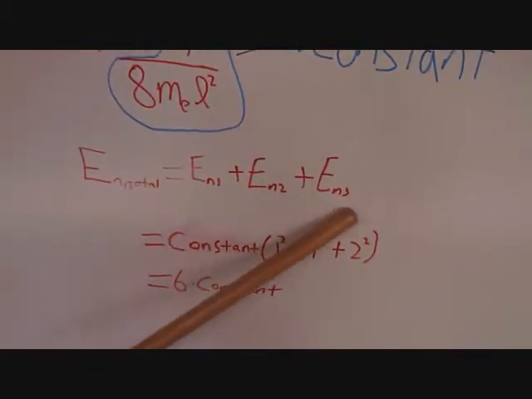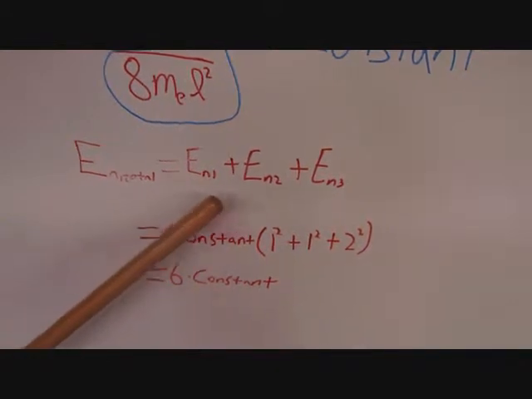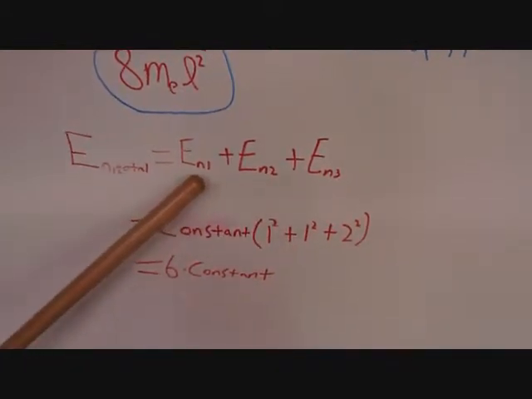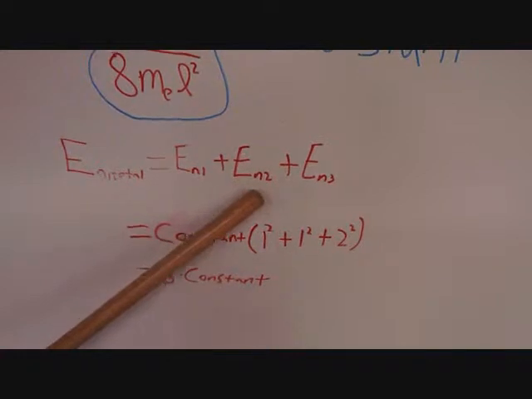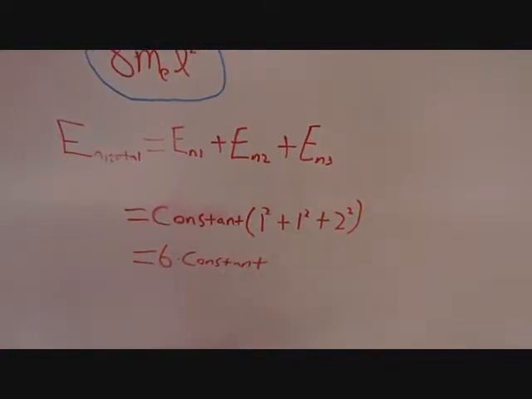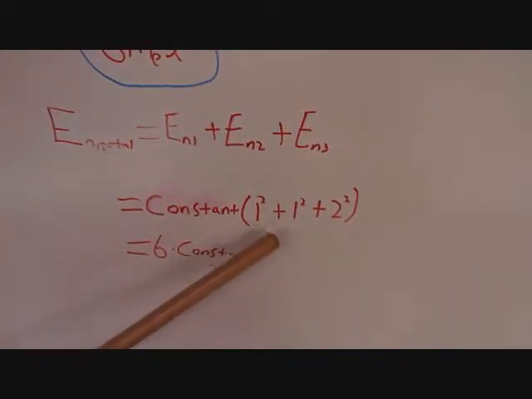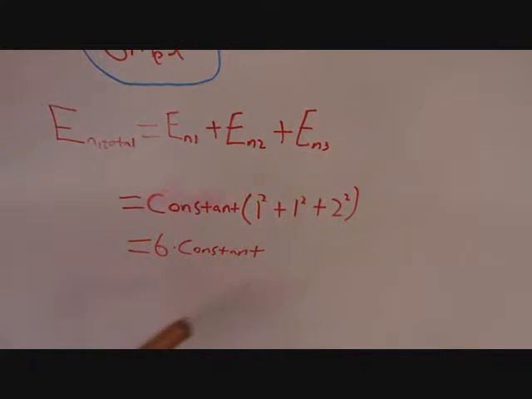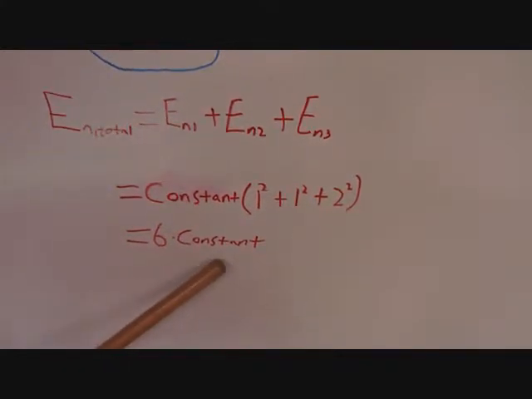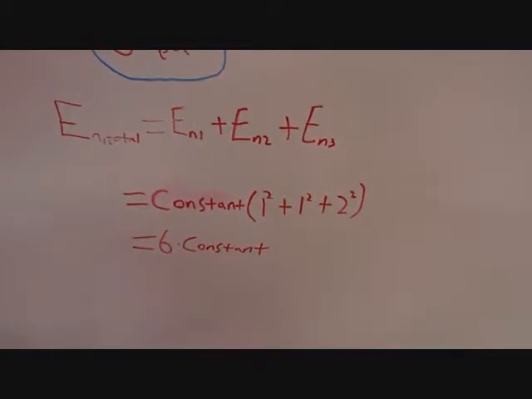This equation here shows that the energies are additive, so the total energy of the 3 electrons in a 1D box is the energy of the first electron plus the energy of the second electron plus the energy of the third electron. When we substitute the 3 quantum numbers into this function, we get a constant of 1 squared plus 1 squared plus 2 squared, which simplifies down to 6 times the constant, which would be the total energy of the 3-electron system in a 1D box.